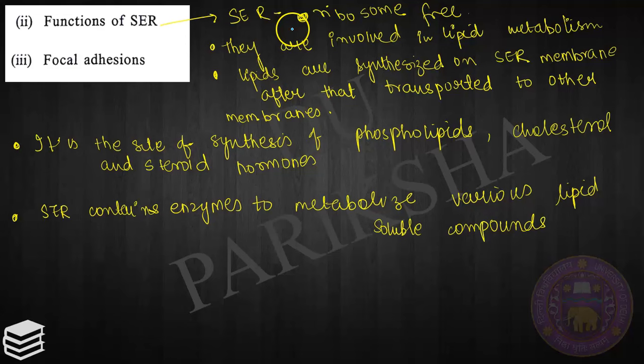Smooth endoplasmic reticulum, that is the endoplasmic reticulum which has no ribosomes on its surface. Smooth endoplasmic reticulum is involved in lipid metabolism. It has enzymes to metabolize various lipid soluble components, and various lipids are synthesized on the smooth endoplasmic membrane. Then when they are synthesized, they are transported to other membranes. So it is the main site for the synthesis of phospholipids, cholesterol and steroid hormones.